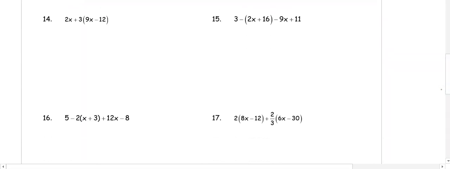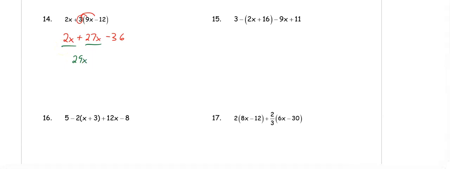In number 14, what is touching the parenthesis is our 3. So we're going to distribute the 3. So we have 2x plus 27x minus 36. We have two x terms that can combine. 2x plus 27x is 29x. And then negative 36 stays by itself, so minus 36.